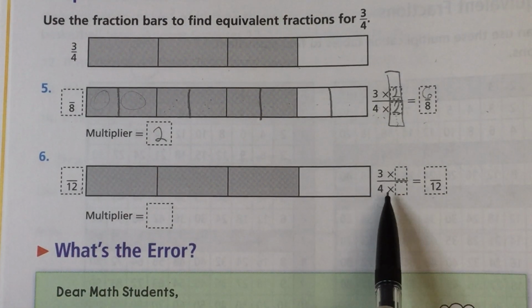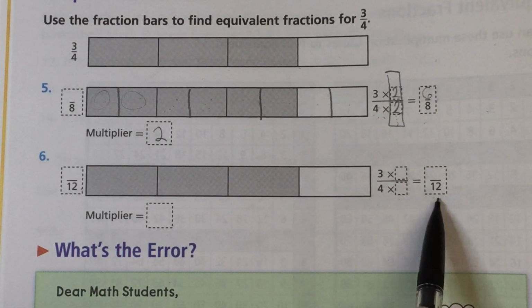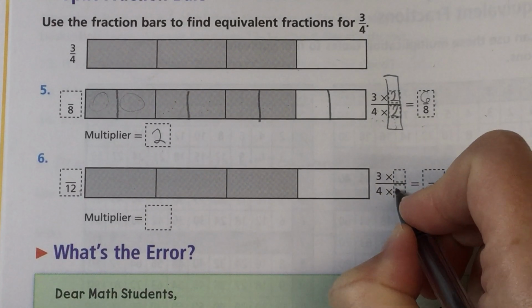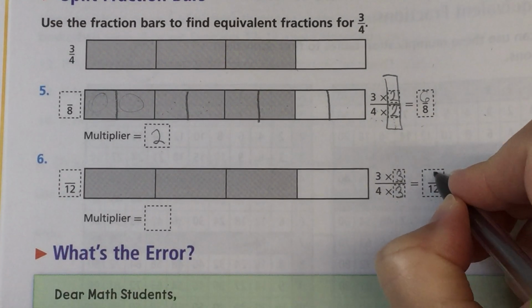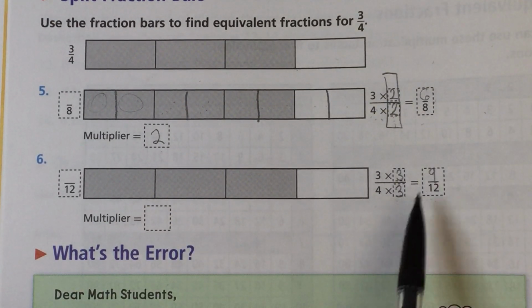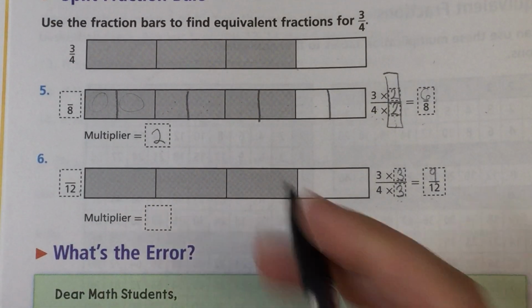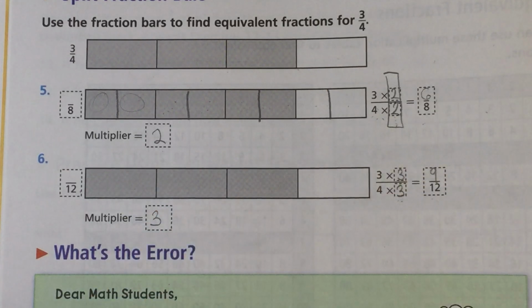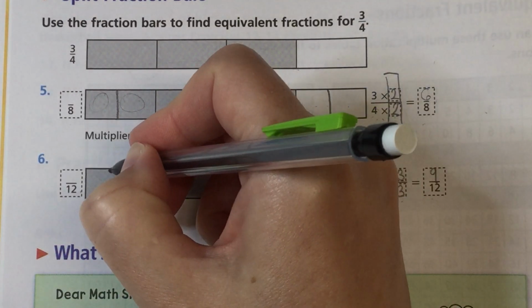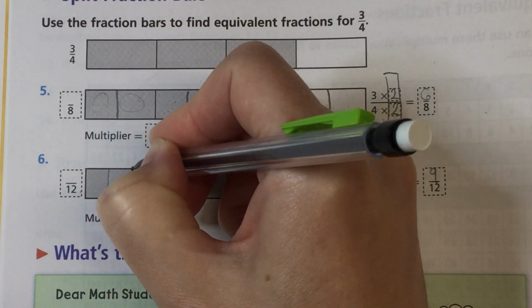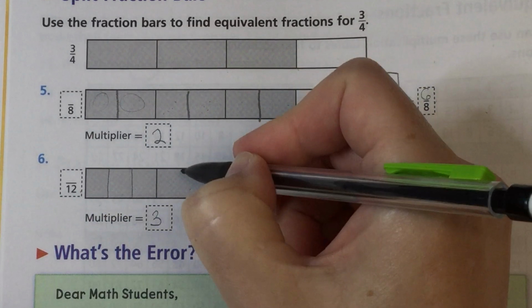So for me, I'm going to go over here first. 4 times what equals 12? Well, that's 3. And then I have to put 3 on the top. 3 times 3 equals 9. Okay, so I know my multiplier is 3. Now that I know that, I have to divide each of these sections into thirds. Thirds are a little bit harder to do, but we can do them.